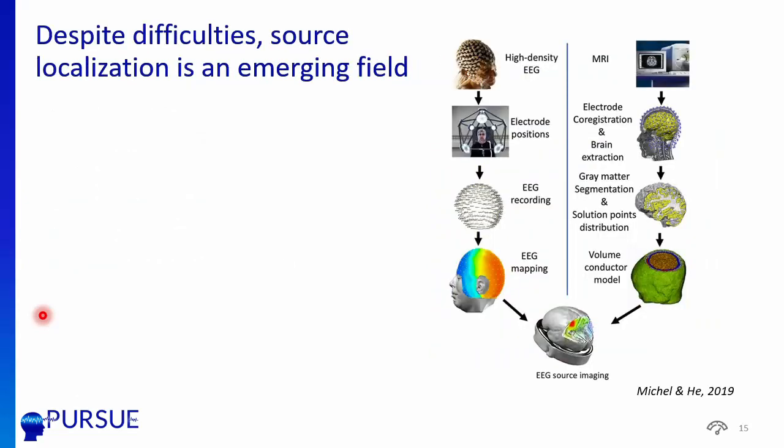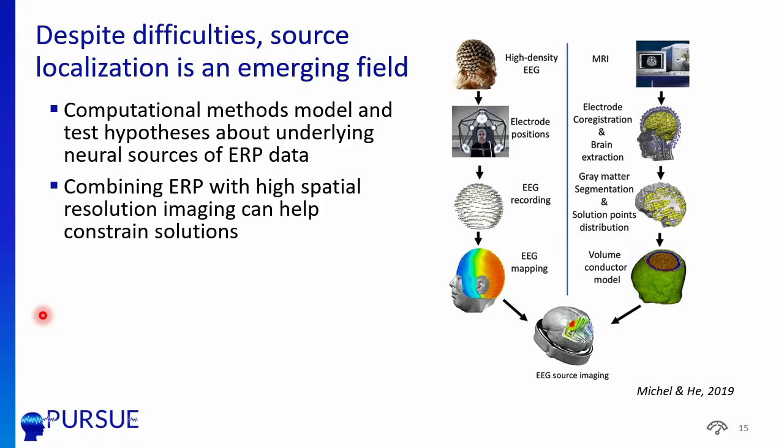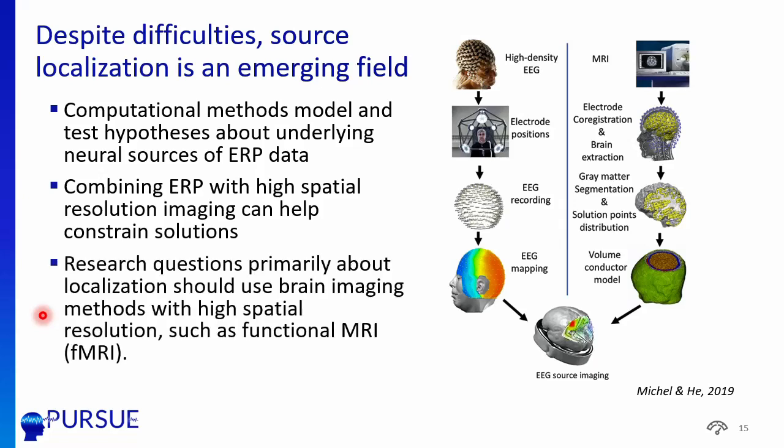Now, despite this difficulty, people are attempting to solve this particular problem, and so there are some computational models. Generally, people will record high-density EEG from a lot of electrodes, like 128 or 256 electrodes, and then they try to do some mapping with complex models to arrive at a solution.